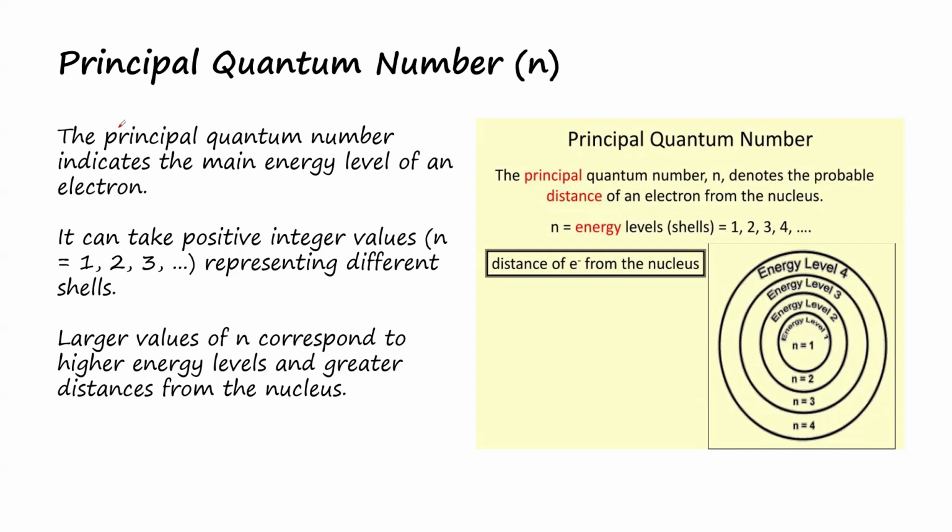The principal quantum number and energy level mean the same thing. So if the principal quantum number is 3, it means that the energy level is 3. If the principal quantum number is 5, it means that the energy level is 5. Larger values of n correspond to higher energy levels and a greater distance from the nucleus. So the higher the value of n, the higher the energy level and the greater the distance between the outermost electrons and the nucleus. The principal quantum number denotes the probable distance of an electron from the nucleus.